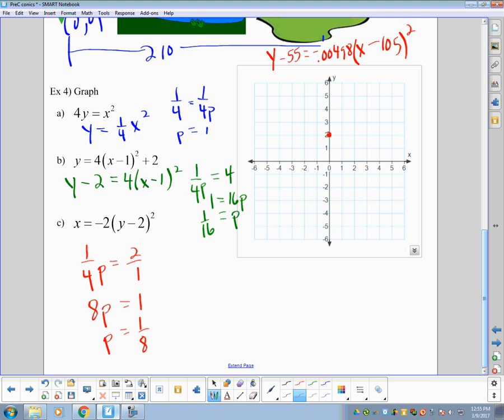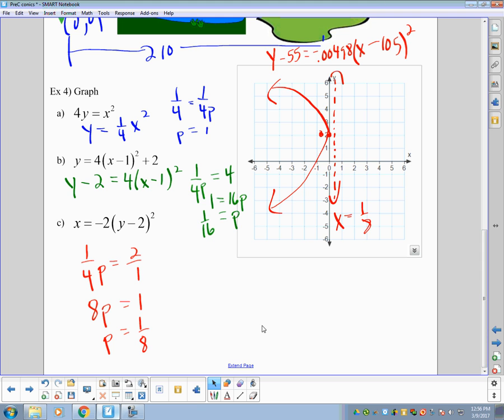It's fairly wide. So at x equals 1/8, got a focus here. See you later. Good luck. It opens to the left.